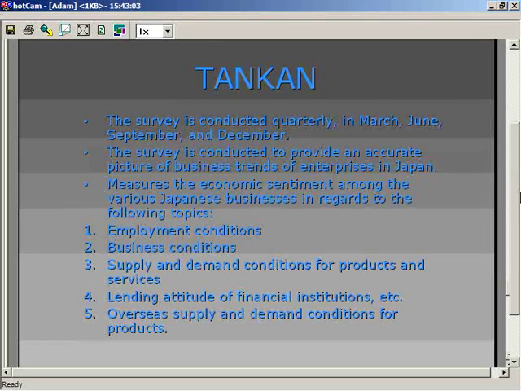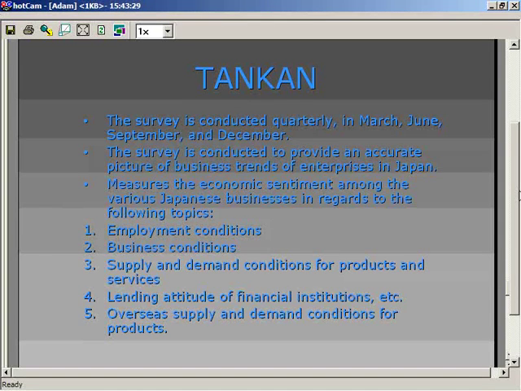And this Tankan number is very, very important in terms of Japan. It measures the economic sentiment among the various Japanese businesses in regard to the following topics: employment conditions, business conditions, supply and demand conditions for products and services, the lending attitude of financial institutions. Remember how in the credit crisis, these lenders were raising rates through the roof. Overseas supply and demand conditions for products.